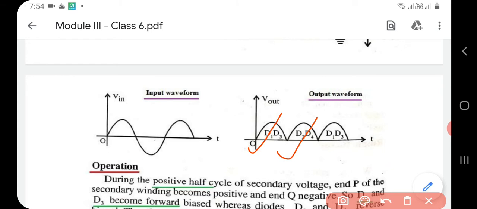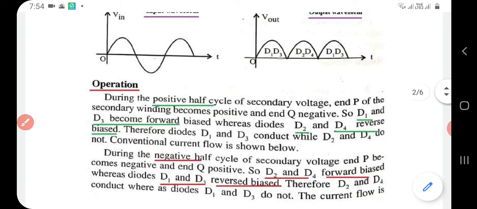Now again when the positive half cycle comes, what happens? Just the reverse occurs, that is current flow will be due to D1 and D3, that is at that time only D1 and D3 will be forward biased. Now when the negative half cycle comes, again you will get an output here due to diodes D2 and D4. This process continues and you will get a continuous DC output. Okay, that's all about the working.